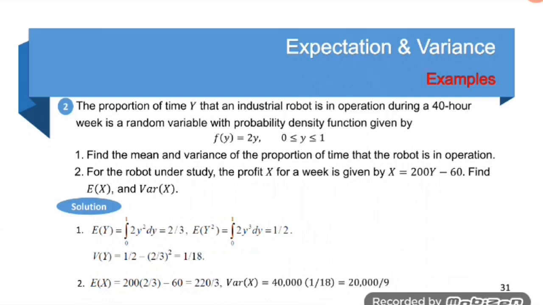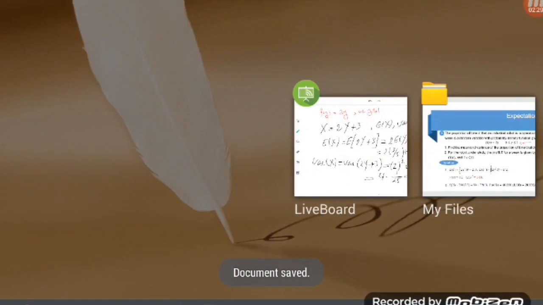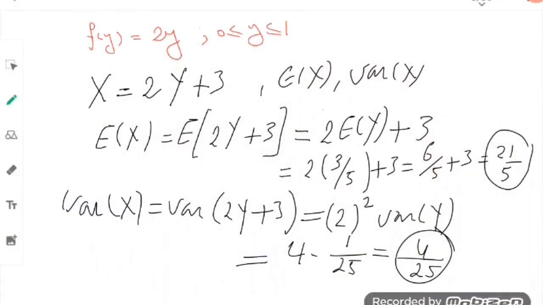Here we have proportion, so proportion of time. Because a proportion is a fraction always between 0 and 1, y represents the proportion, so y here takes values between 0 and 1. We have a function here which is 2y, and we need to find the expected value and the variance of the proportion of time the robot is in operation. Here we have the function f of y equal to 2y, and y takes values from 0 to 1.